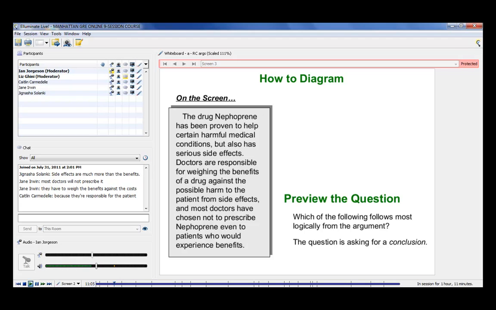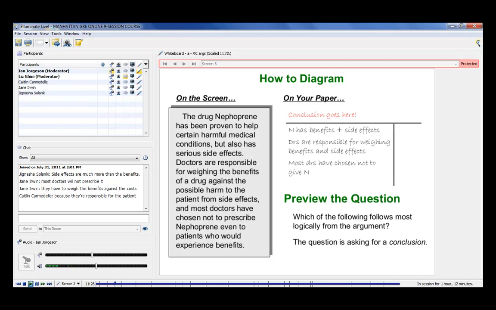Yeah, and Jane and Caitlin are giving me two different answers, but I think collectively they've summarized it really well, right? They're responsible for weighing the benefits and possible harms, so there's some sort of responsibility to the patient. So where would we be on our actual paper? We might have something like this, right?